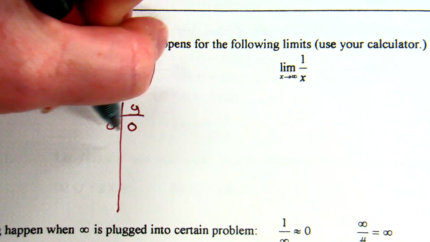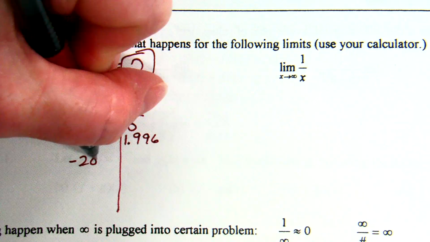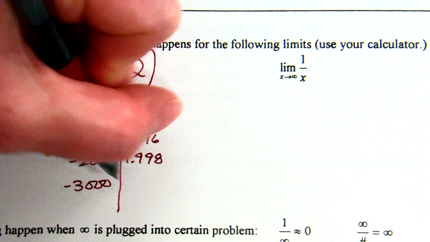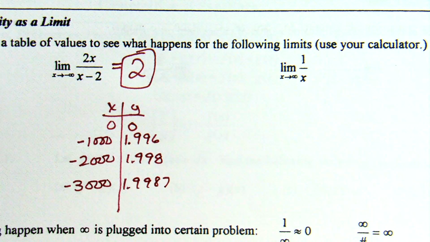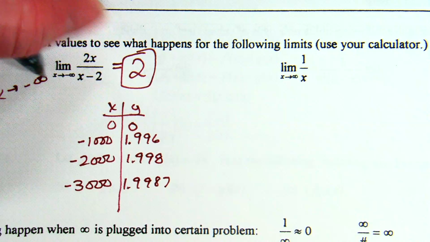At 0, it was 0. At negative 1,000, I have 1.996. At negative 2,000, it was 1.998. At negative 3,000, it was 1.9987. And again, this was specifically as x approaches negative infinity.